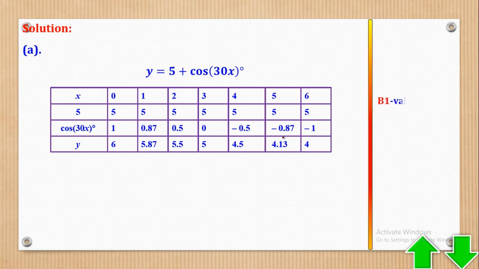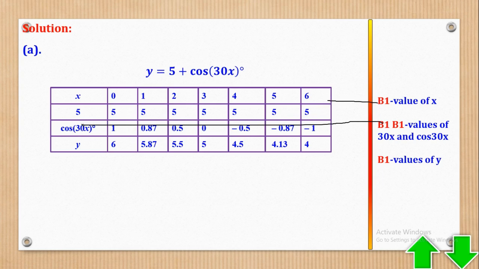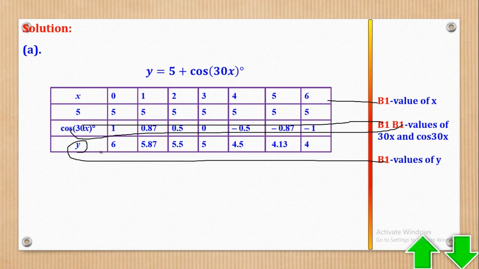Now let's see how much can be awarded. So here B1 for generating the values of x, B1 for getting the values of 30x, and another B1 for getting the values of cos 30x. Then B1 for getting the values of y.